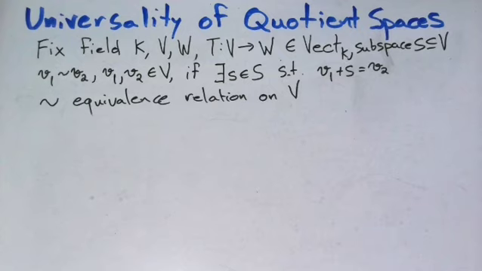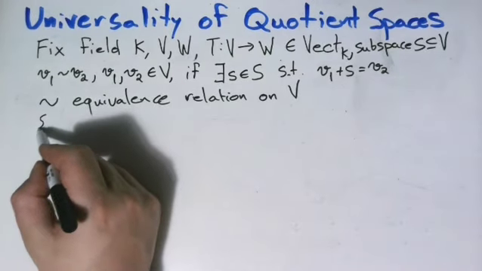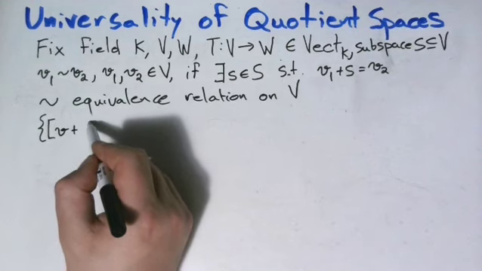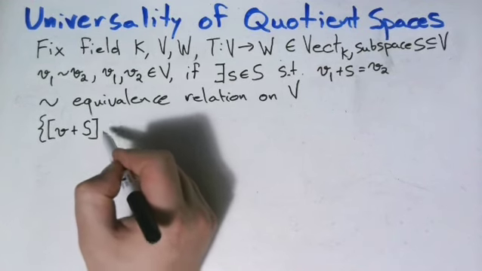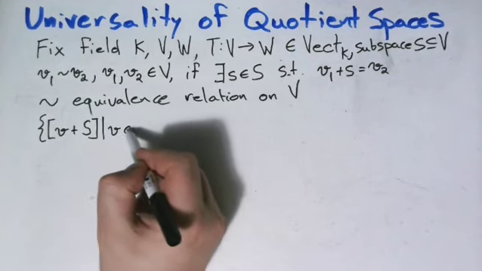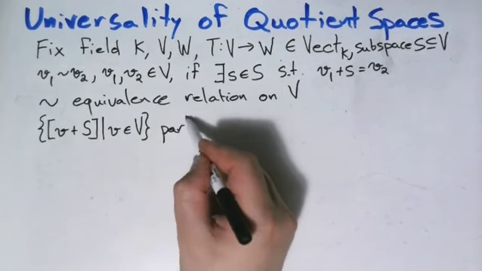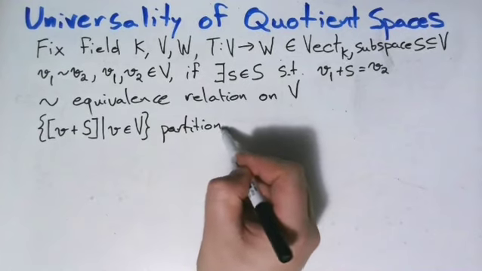Now we know that anytime we have an equivalence relation defined on a set, the equivalence relation partitions that set into equivalence classes. So what that means is that we have a set of equivalence classes V plus S, where V is in V, which partitions the vector space V.